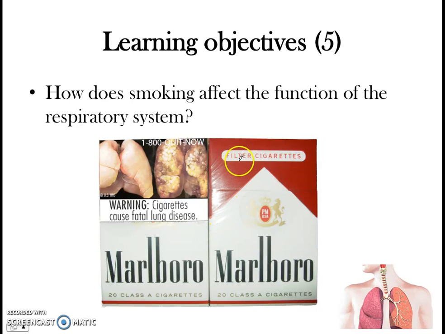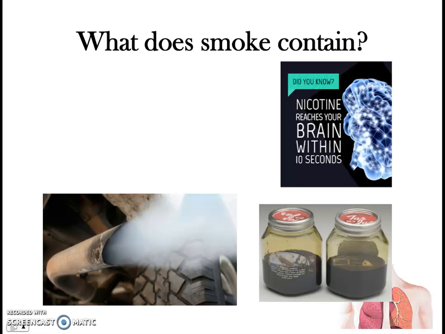The big question is, how does smoking affect the function of the respiratory system? So we all probably know that smoke is harmful, right? You've probably been told since the day you were born that smoking is bad for you. But what exactly does smoke contain which makes it so harmful? What chemicals are found in there? Each of these pictures here relates to a chemical that is found in smoke, which is harmful for the body. So I would like to pause for a while and just think what each of these pictures represent.